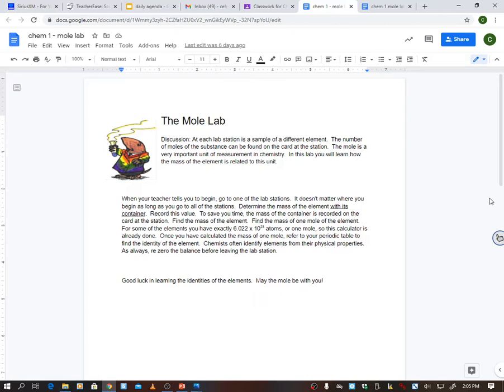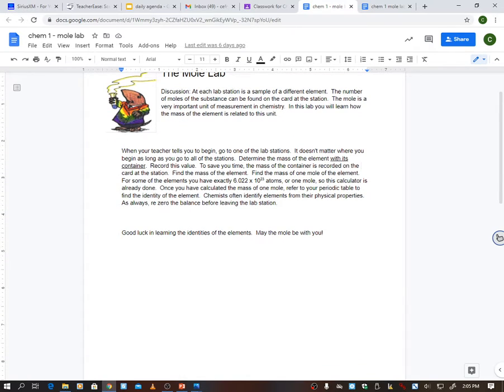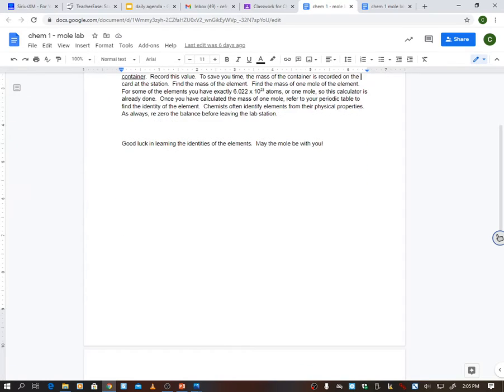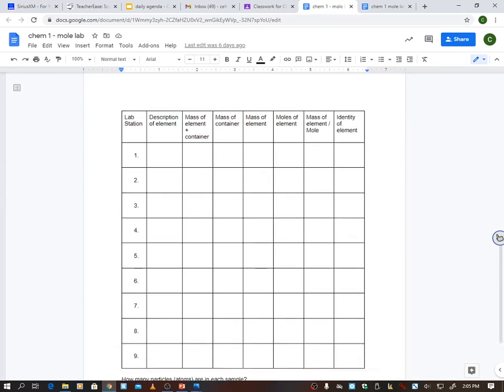So basically, with COVID this year, it's going to be a little bit different. They won't be moving around the room like we normally do. But they're going to be looking at these containers. I have pictures of these containers I'm going to show you in a second. But basically what we're doing is trying to identify these unknown elements. We're going to do that by filling in this chart.